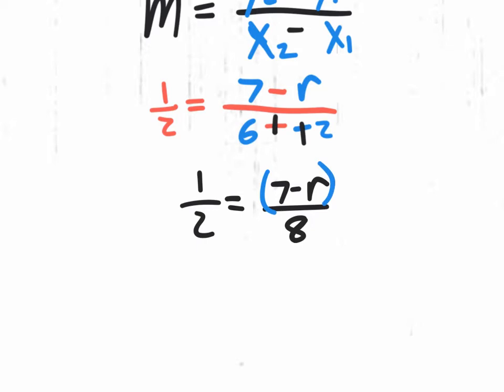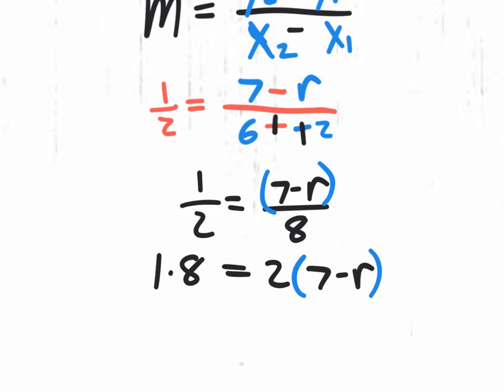What do I mean by cross multiply? Let's take this 1 and multiply it by 8. 1 times 8, and let me actually write it out, show my work. 1 times 8 is going to equal 2 times this binomial up here, 7 minus r. So our equation: 8 times 1 is 8. And then over here, 2 times 7 is 14. 2 times -r is -2r.